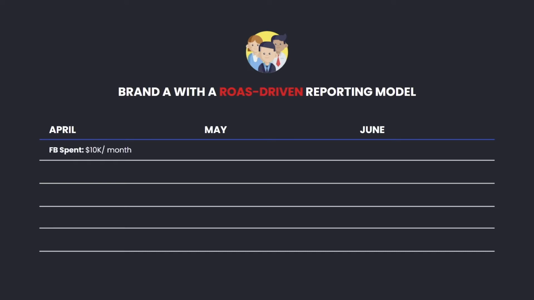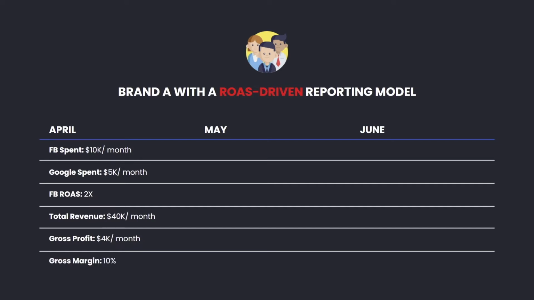In April, they spent $10,000 per month on Facebook and $5,000 per month on Google. The Facebook ROAS, which at that time was their North Star metric, is at 2x, which is on target and acceptable for them. Those marketing expenses led to a total of $40,000 in revenue per month with a gross profit of $4,000 per month, which is a 10% gross margin for April. Not necessarily bad. Brand A is happy with those results.